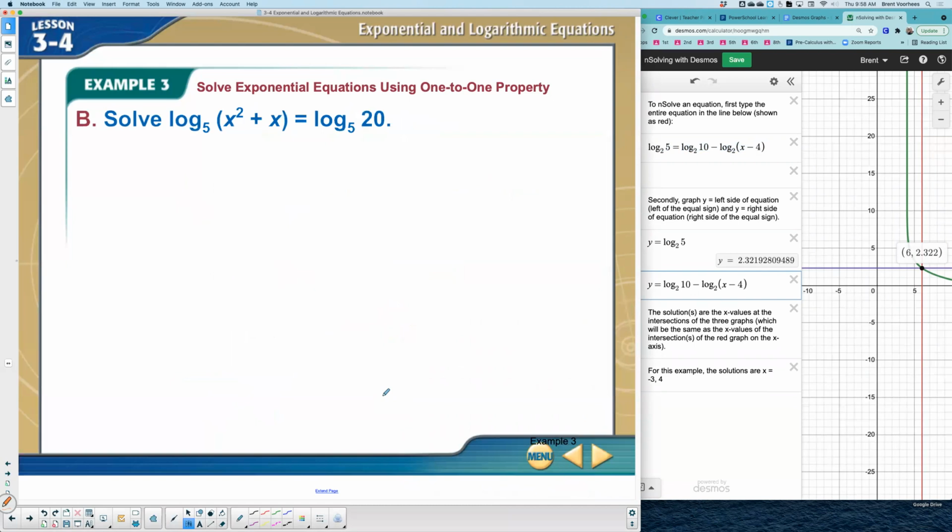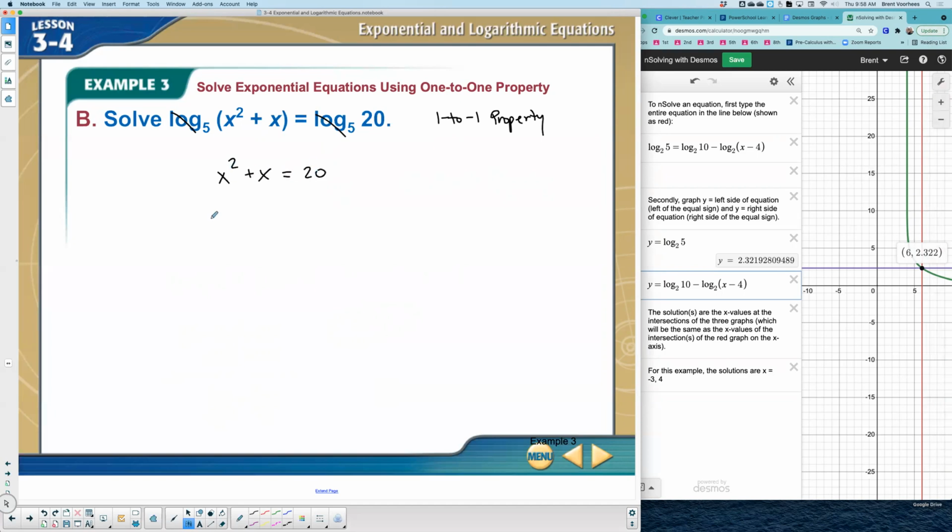All right, part B. What can you tell me about this problem? Is this one-to-one? Yes. Are both logs isolated? Yes. You bet. If both logs are isolated, we can do one-to-one property right off the start. So both those logs are gone. So x squared plus x equals 20.